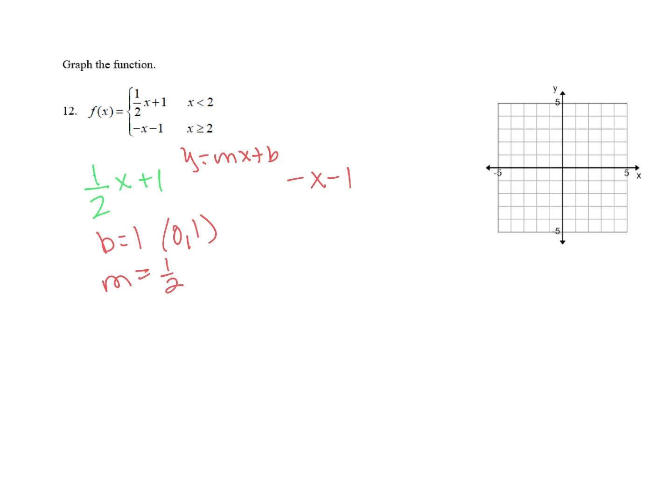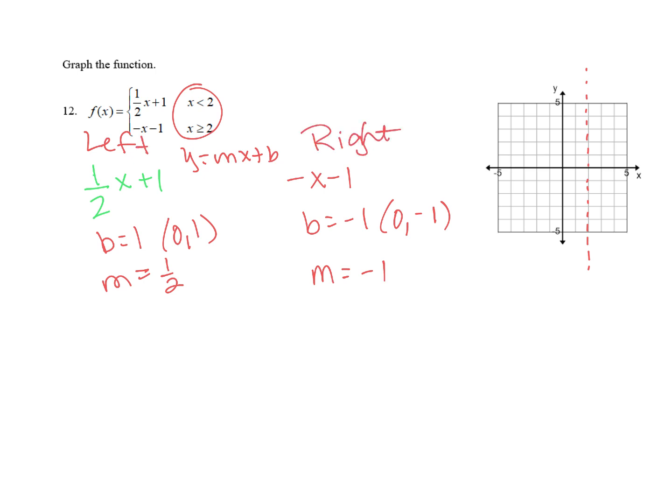On this equation, I have a y-intercept of -1, so (0, -1) is a point, and a slope of -1. But notice where my domain is. My domain is at 2, so my graph is splitting right here at +2. So I'm going to graph this on the less than 2. I'm going to graph this one on the left of that dotted line. I'm going to graph this one on the right.